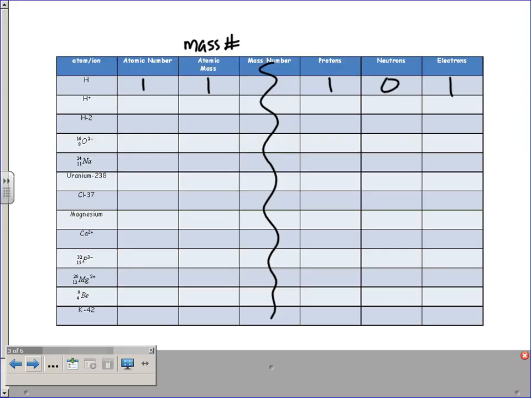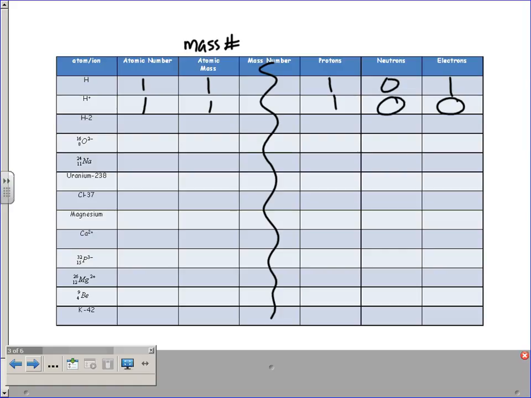H+ has a +1 charge. So its atomic number is still 1, its mass number is still 1. The only thing that's going to change is the number of electrons. The number of protons is equal to the atomic number, 1. The number of electrons, well, I have a +1 charge, which means I lost 1 electron, meaning that if I lose the 1 electron I have represented, I go to 0. Again, atomic mass minus atomic number gives me neutrons. 1 minus 1 is 0.